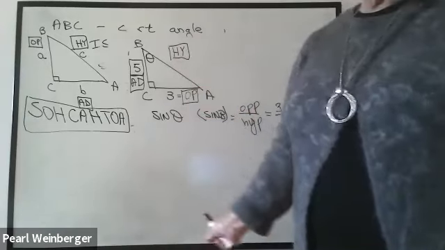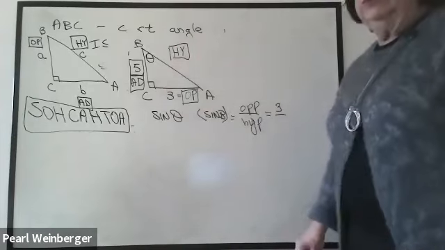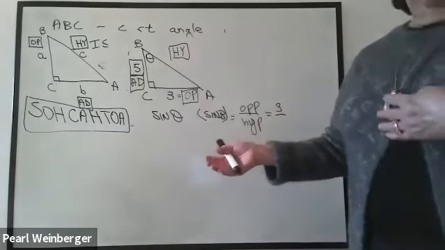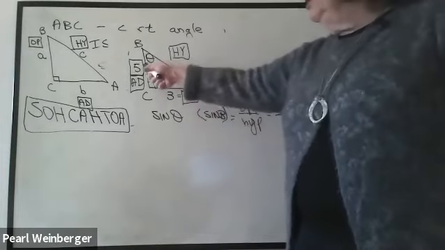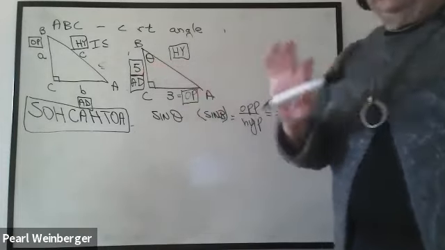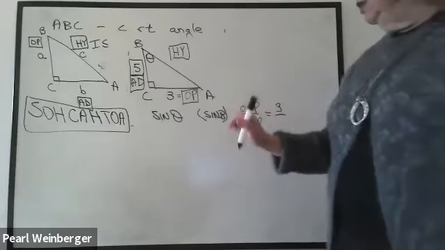But we have the same problem. I don't know what the hypotenuse is. So just like I did before, I'm going to have to use my Pythagorean theorem to figure out the third side of the right triangle. Anytime I have 2 sides, I can always figure out the third side.